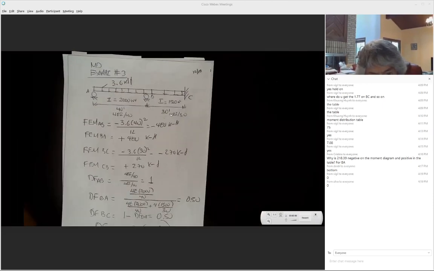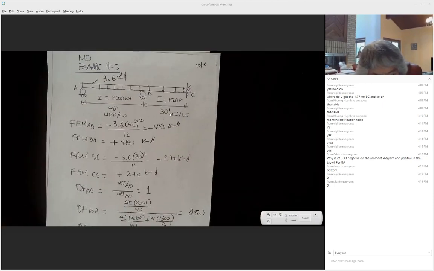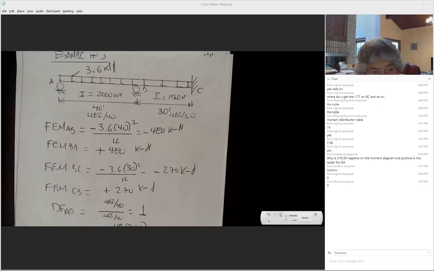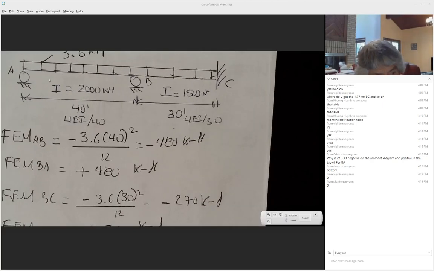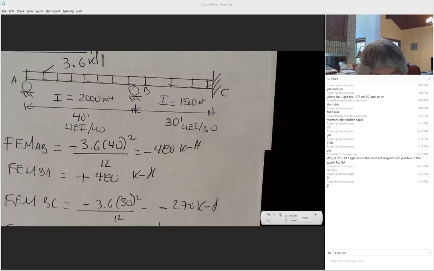The span is only 30. So it's going to be W squared over 12 and W squared over 12. The only thing that changed, instead of 40, 30, minus and plus. You have to be careful because I is 2,000 and I is 1,500.